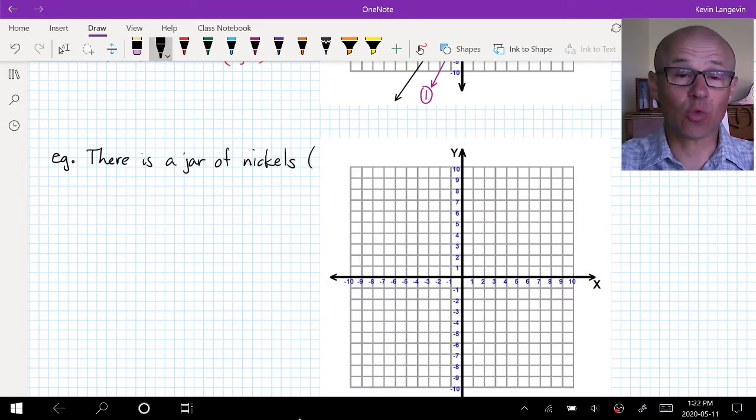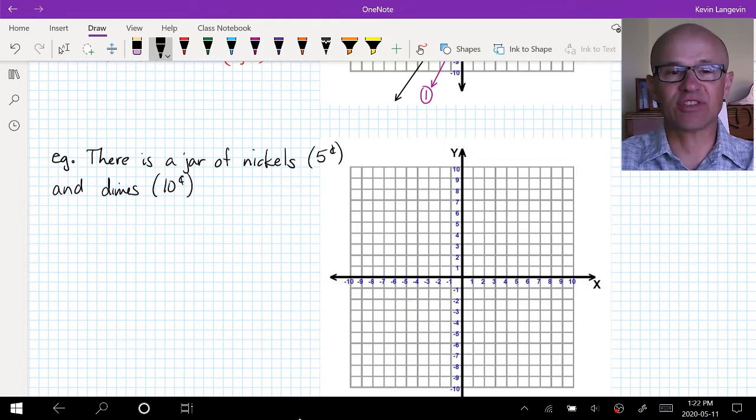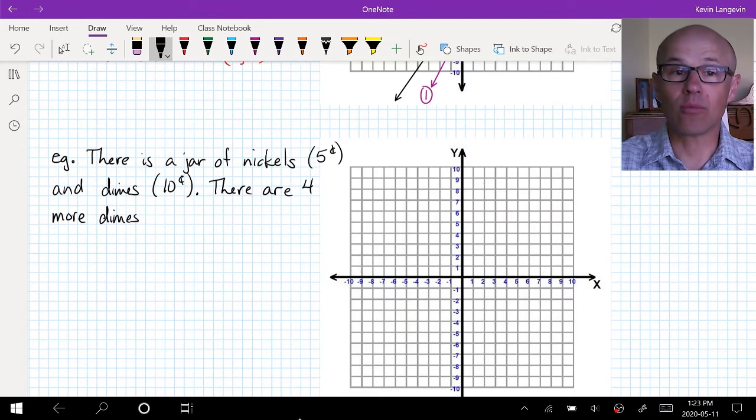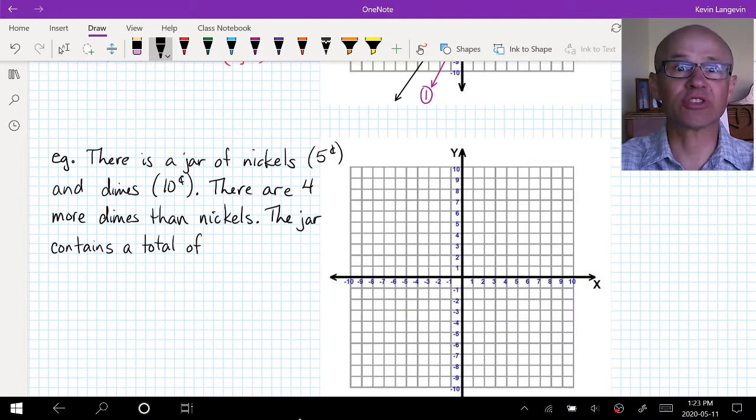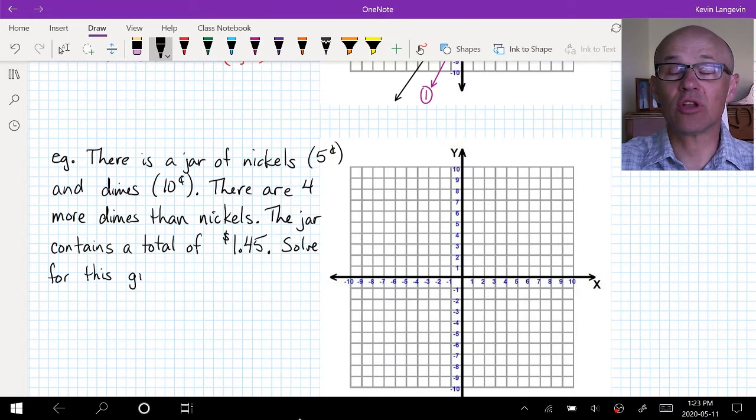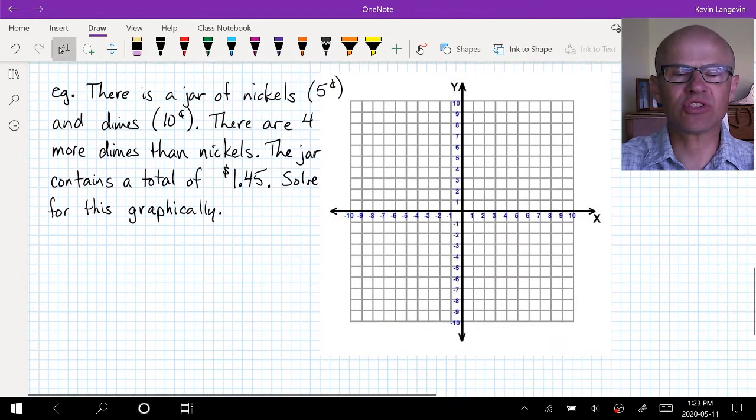We can also use this for word problems. So I've got a jar of nickels, which are 5 cents each, and dimes, which are 10 cents each. I know there are 4 more of the dimes than there are the nickels. Setting up this equation can be quite tricky for us, so you do have to be careful with this. And the jar contains a total of $1.45. We're going to solve for this graphically.